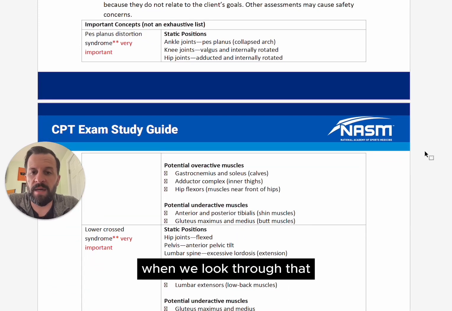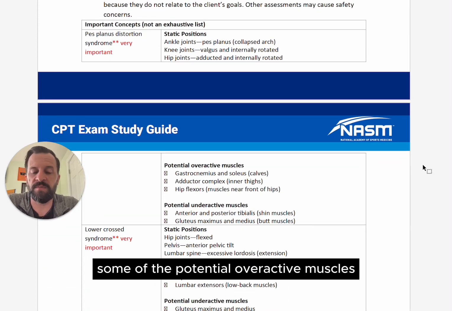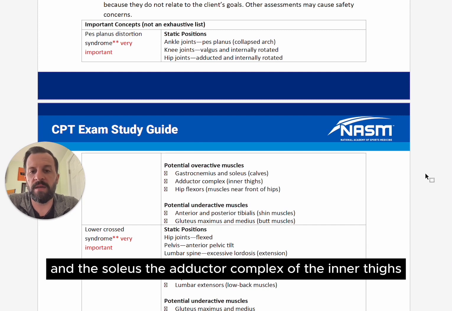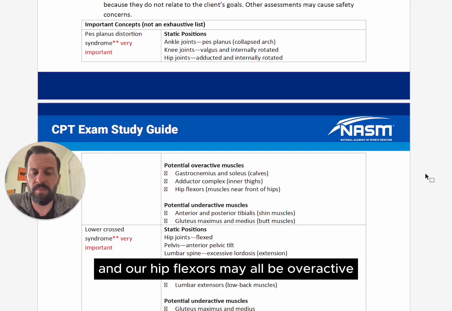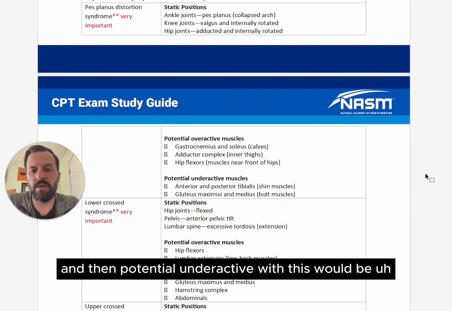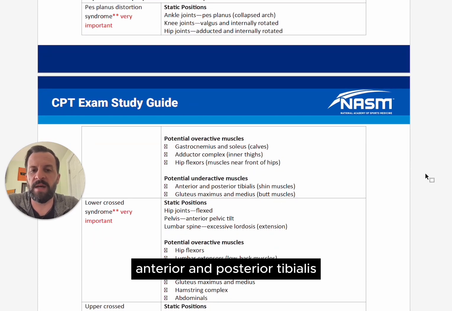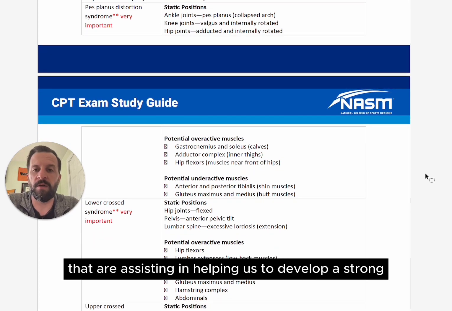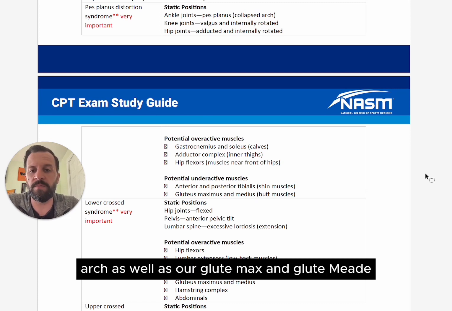When we look through that, some of the potential overactive muscles could be the gastrocnemius and the soleus, the adductor complex of the inner thighs, and our hip flexors may all be overactive. And then potentially underactive with this would be anterior and posterior tibialis, our shin muscles that are helping us to develop a strong arch, as well as our glute max and glute med.